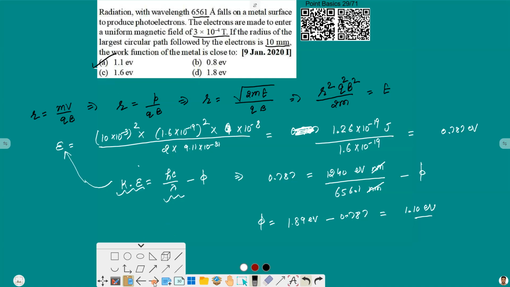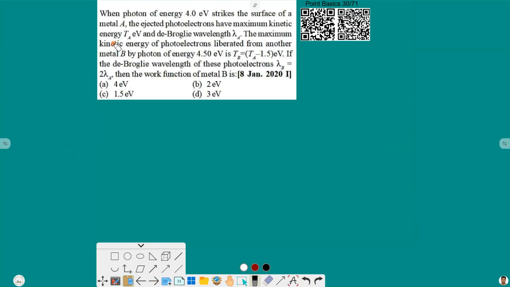With this, let's move to the next one. When a photon of energy 4 electron volt strikes the surface of a metal A, the ejected photoelectrons have maximum kinetic energy Ta and de Broglie wavelength lambda A. The maximum kinetic energy of photoelectrons liberated from another metal B by a photon of 4.5 electron volt is Ta minus 1.5. If the de Broglie wavelength of these photoelectrons is twice lambda A, we have to calculate the work function of metal B.